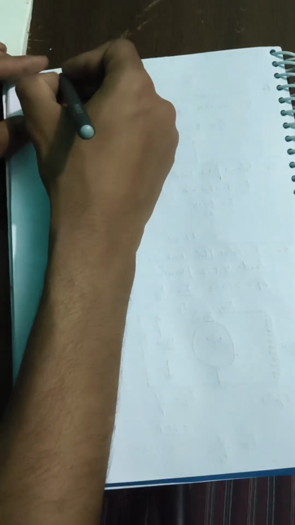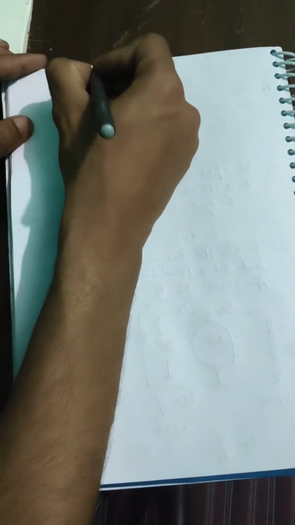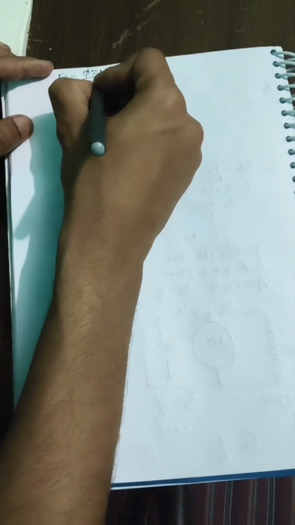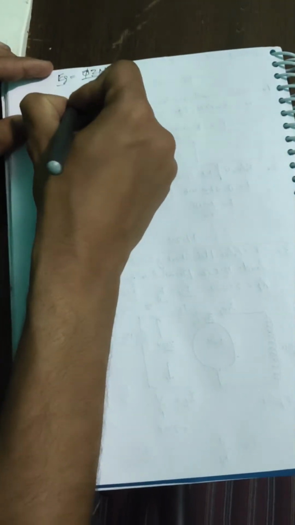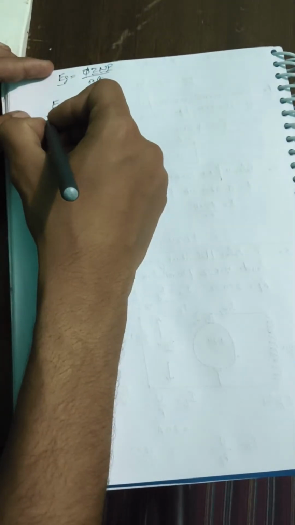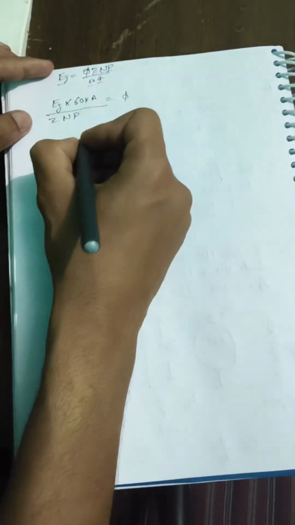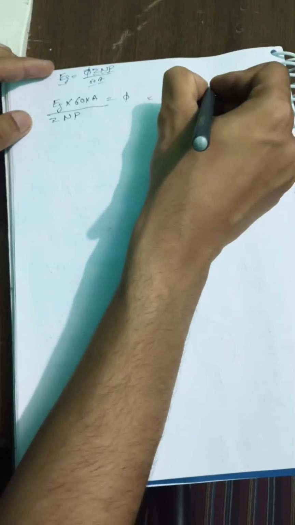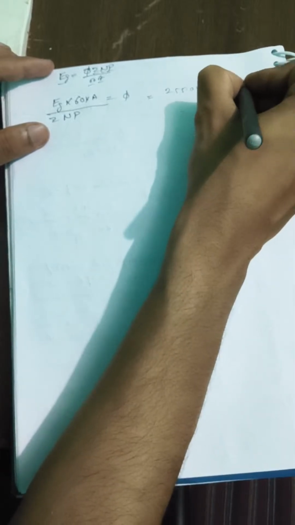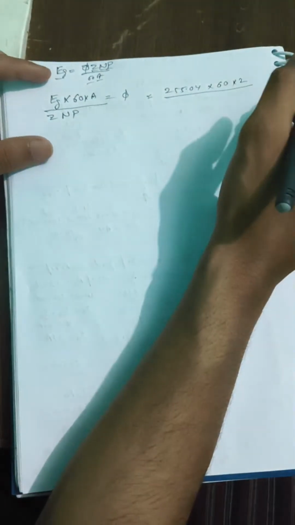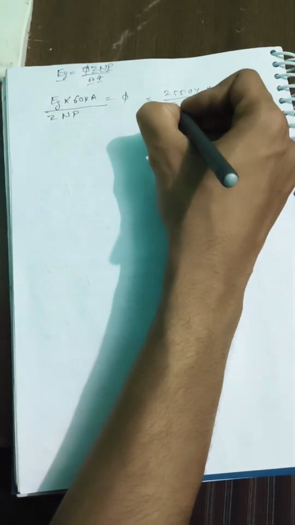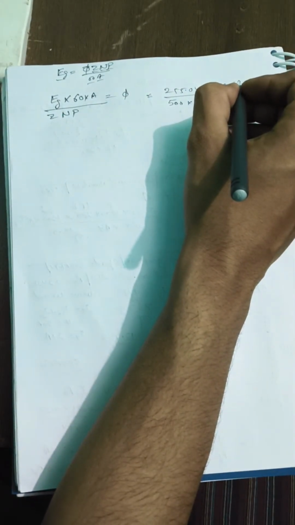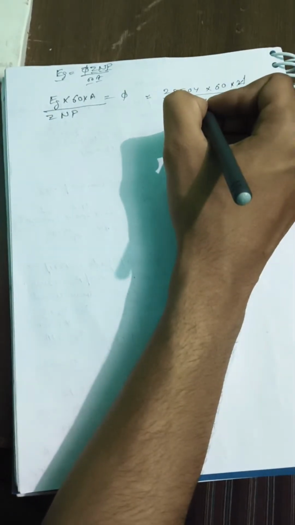So we have EG equals to phi Z N P upon 60A. So EG into 60 into A upon Z N P is equal to phi. Now putting the values, 255.04 into 60 into 2. As in a wave wound rotor, there are two parallel paths, along with the speed of rotation, the number of poles, and the number of armature conductors. Now on calculating, we get this.